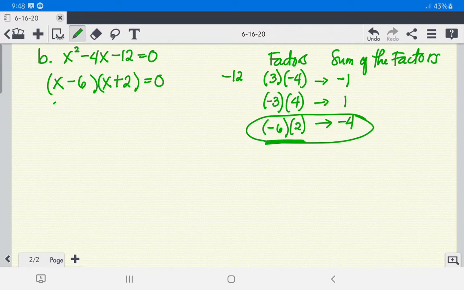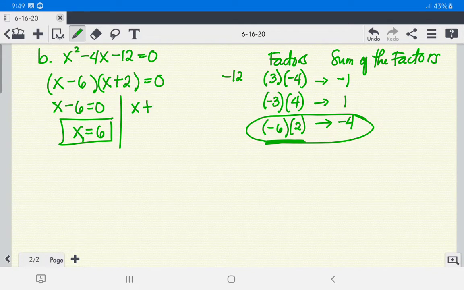So, let's continue. Again, we make use of the zero product property: you have to set all the factors to 0, or equate each factor to 0. x minus 6 equals 0. Add 6 on both sides of the equation. x is equal to positive 6. So, that is the first solution. Second solution, x plus 2 is equal to 0. You subtract 2 on both sides of the equation. x is equal to negative 2. So, this is the second solution.